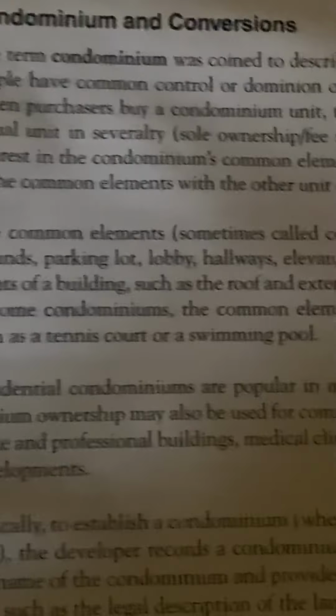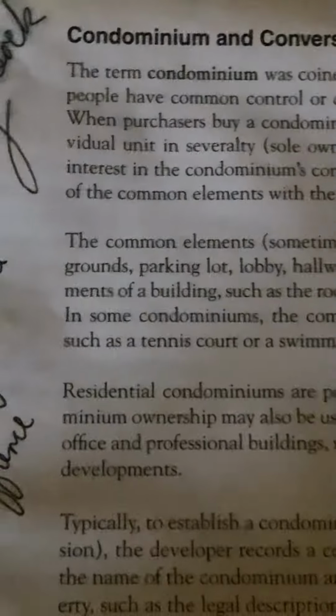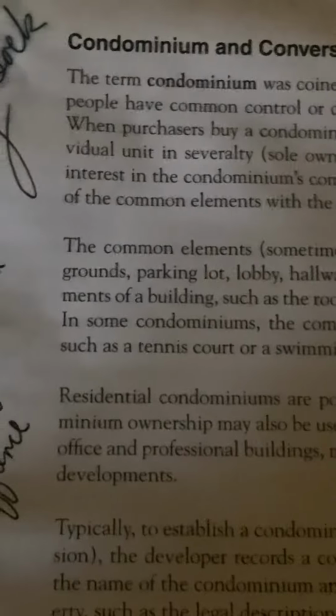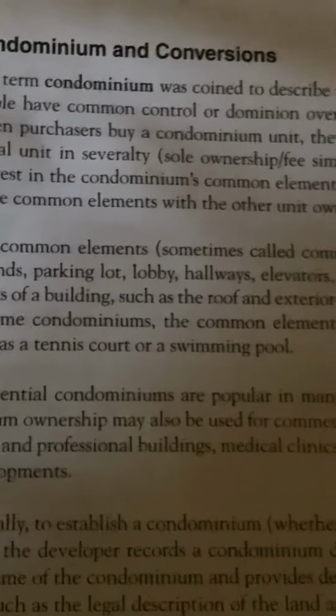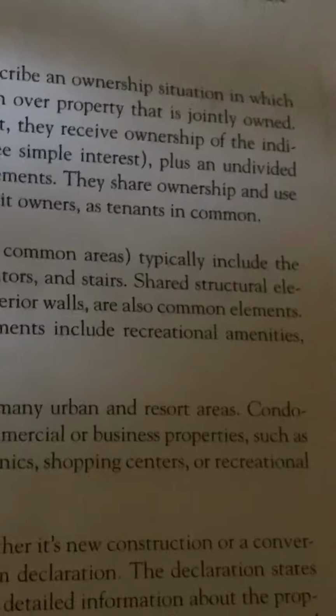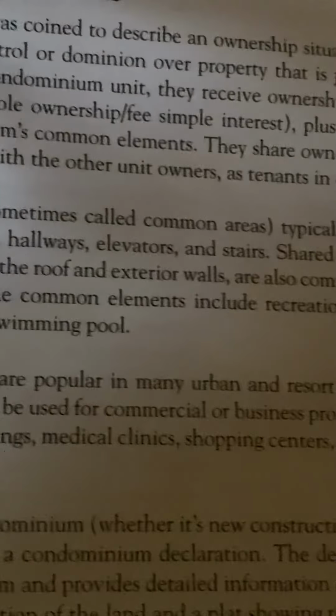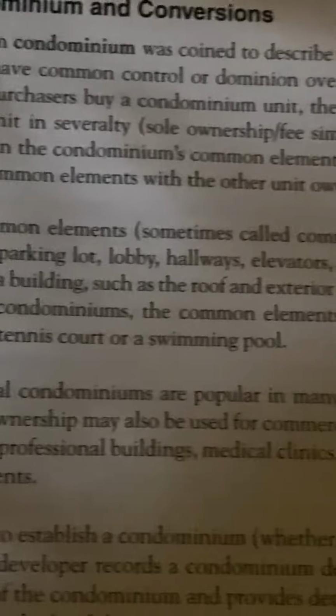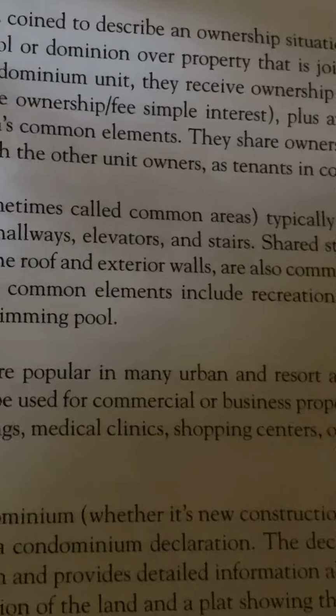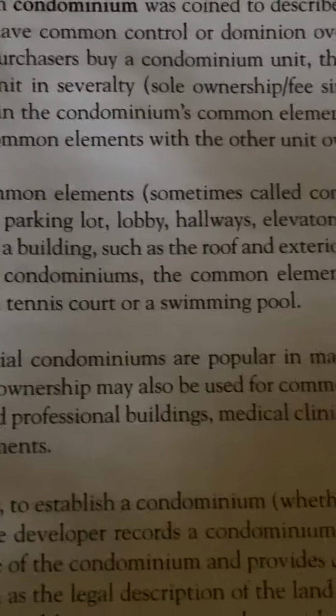The common elements, sometimes called common areas, typically include the grounds, parking lot, lobby, hallways, elevators, and stairs. Shared structural elements of a building, such as the roof and exterior walls, are also common elements. In some condominiums, the common elements include recreational amenities, such as a tennis court or a swimming pool.